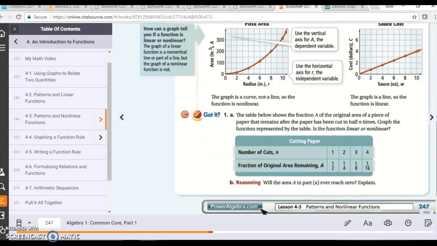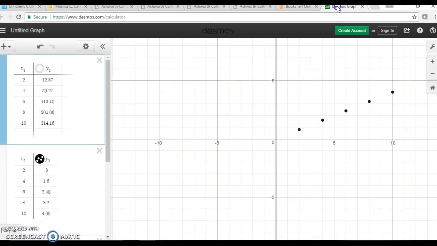It says the table below shows the fraction A of the area of a piece of paper that remains after the paper has been cut in half n times. Graph the function represented by the table. Is the function linear or nonlinear? So again, this is my table, here's my x values, and here's my y values. And I'm going to plug it in.